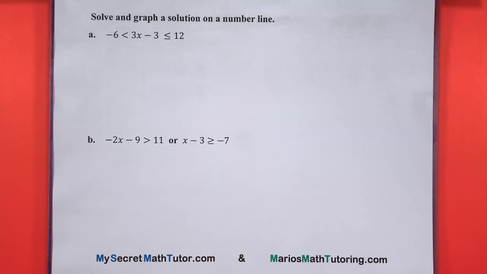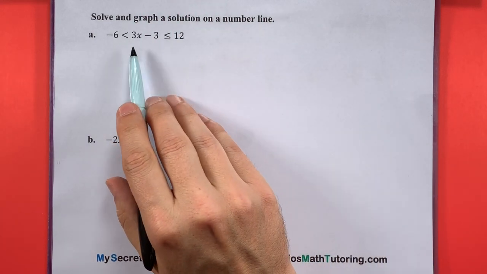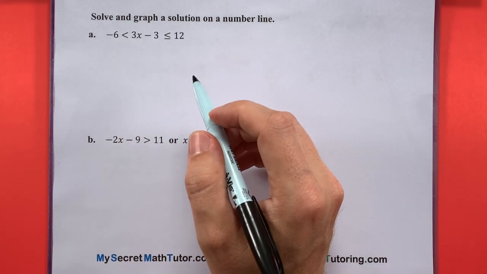All right, in this set of problems, we want to solve and then graph the solution on a number line. The reason why we're going for a number line in these two instances is both of these are inequalities. So there's actually lots of different solutions, and a really good way to represent all of those solutions is really just graphing them out. So to solve this, we want to work on isolating x, getting it all by itself.